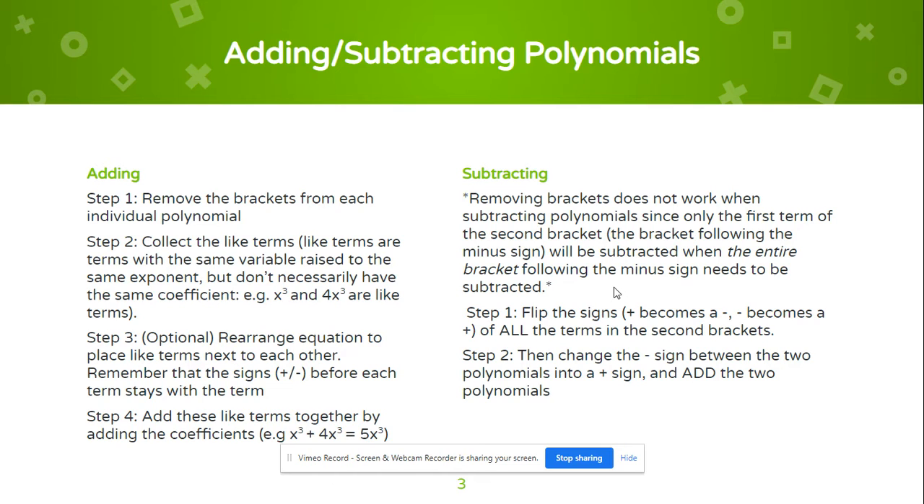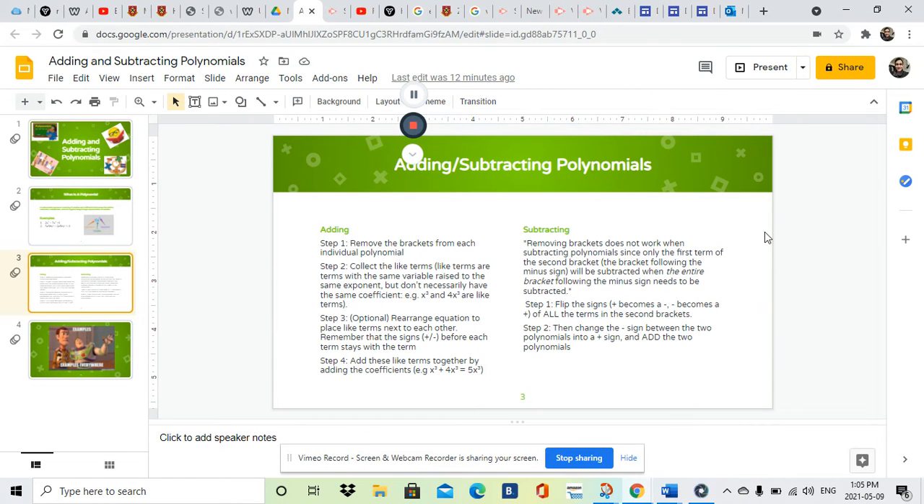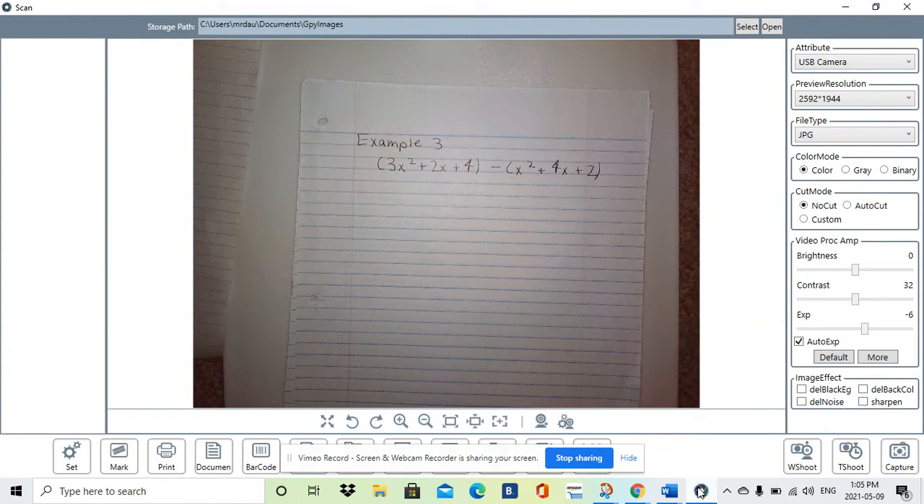Once we flip all the signs, we can then add instead of subtract the two polynomials together. And once we do that, we can just follow the step-by-step process that I outlined for adding polynomials. Okay, so that's the theory behind it. Let's get to some examples now, and I'll be transitioning to my document camera. Gotta love Zoom learning.